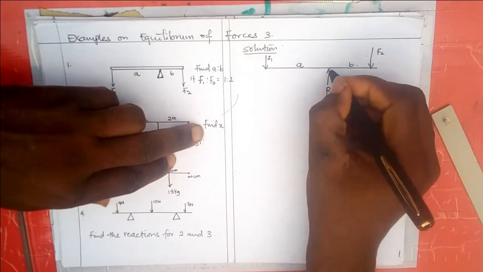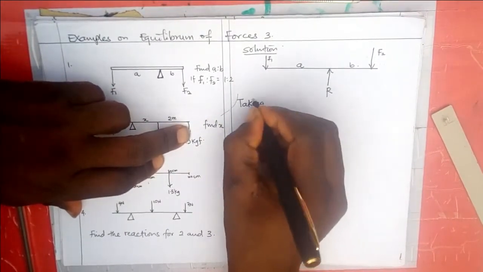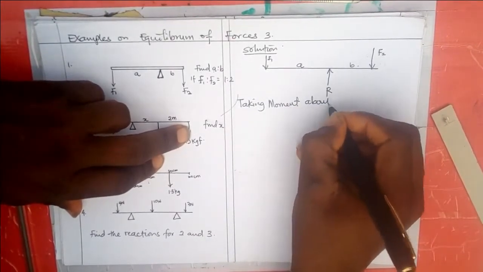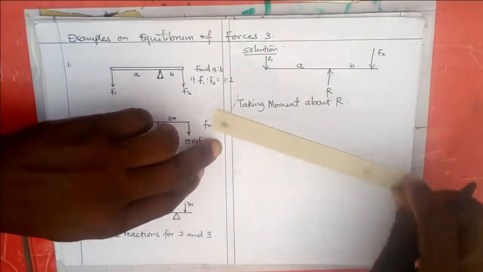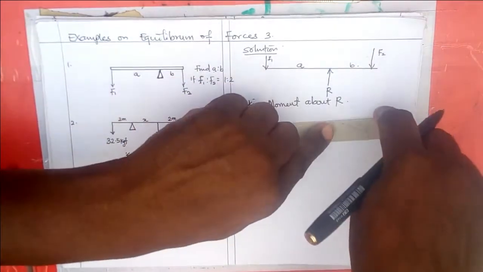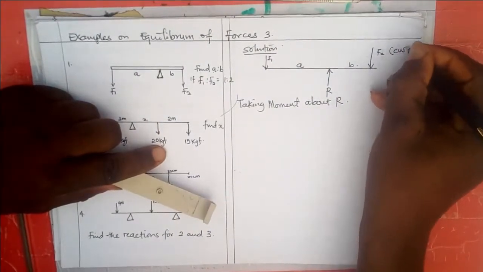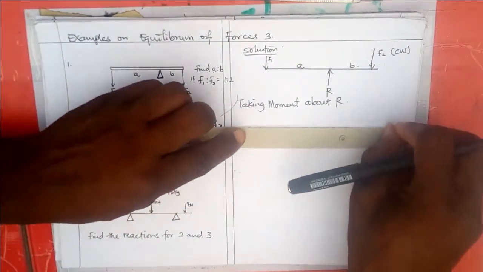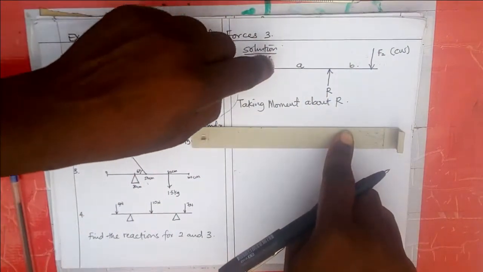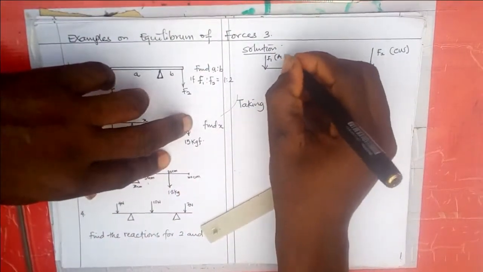We take moment about R. So when we take moment about R, what happens? R, let's assume this point is R. F1 is pushing downward, which makes it clockwise direction. So this is clockwise moment. Why is this F2 clockwise moment? Let's look at the moment of F1 about R. So anti-clockwise moment. This is anti-clockwise moment.